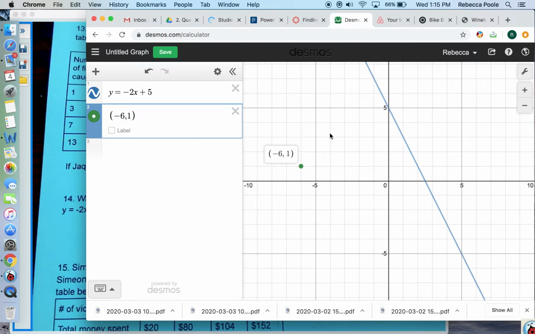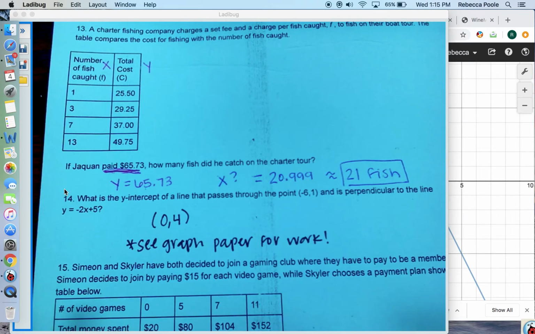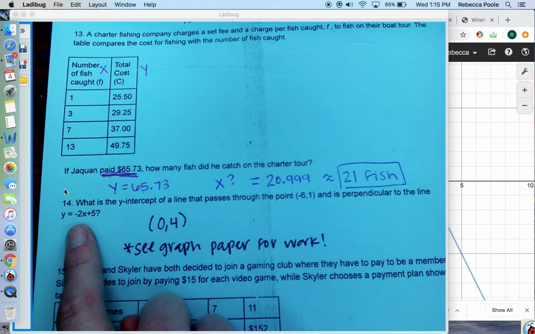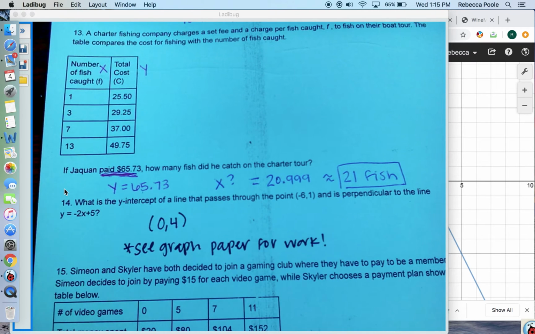So this is the bad thing about Desmos. It won't find the perpendicular line for you. But if you have answer choices, this is where you could put the different answer choices in, right? Now, we don't have answer choices, so you do have to know for your test tomorrow that perpendicular lines still have opposite reciprocal slopes. So they're complete opposites.